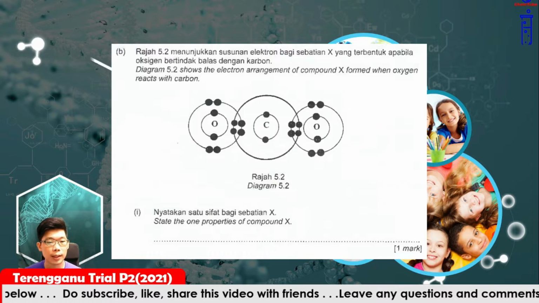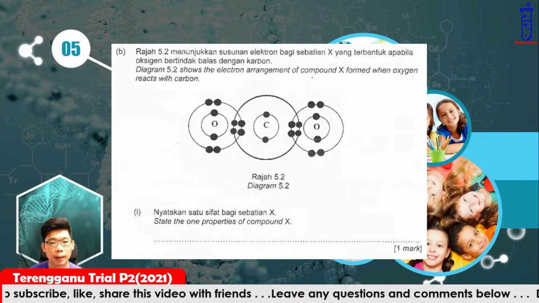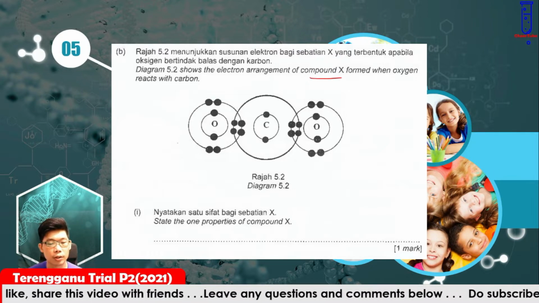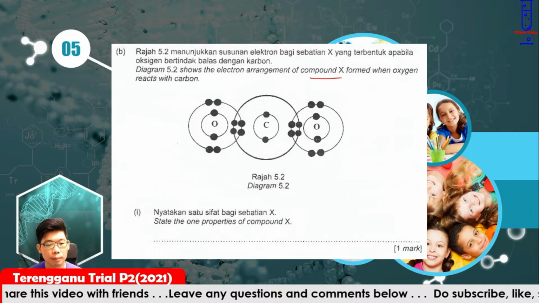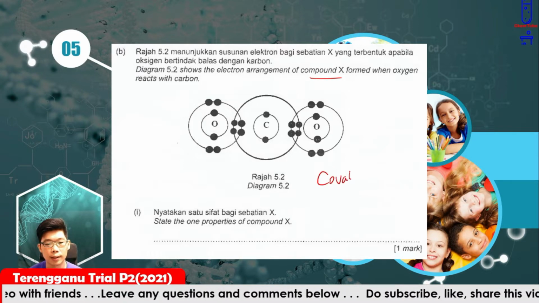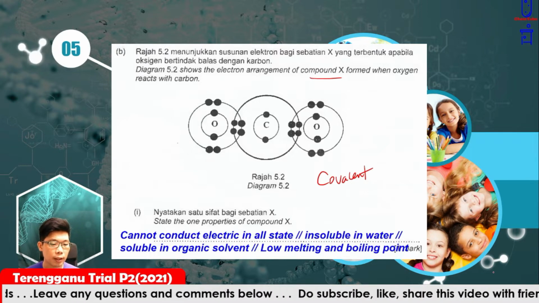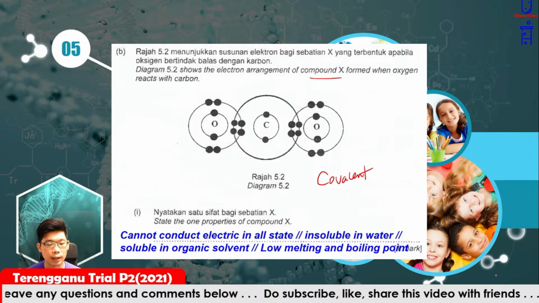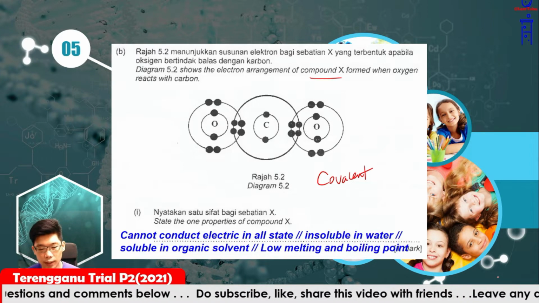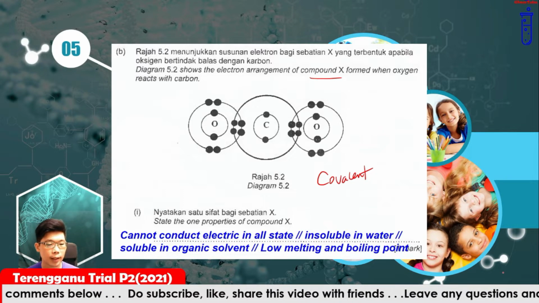For this one, it is a sharing of electrons. The electron arrangement of a compound X formed when the oxygen reacts with carbon, so they share the electrons. State one property of the compound. Sharing of electrons, so it is a covalent compound. Property: cannot conduct electricity in all states, or insoluble in water, soluble in organic solvents, low melting and boiling points. You can choose any one.